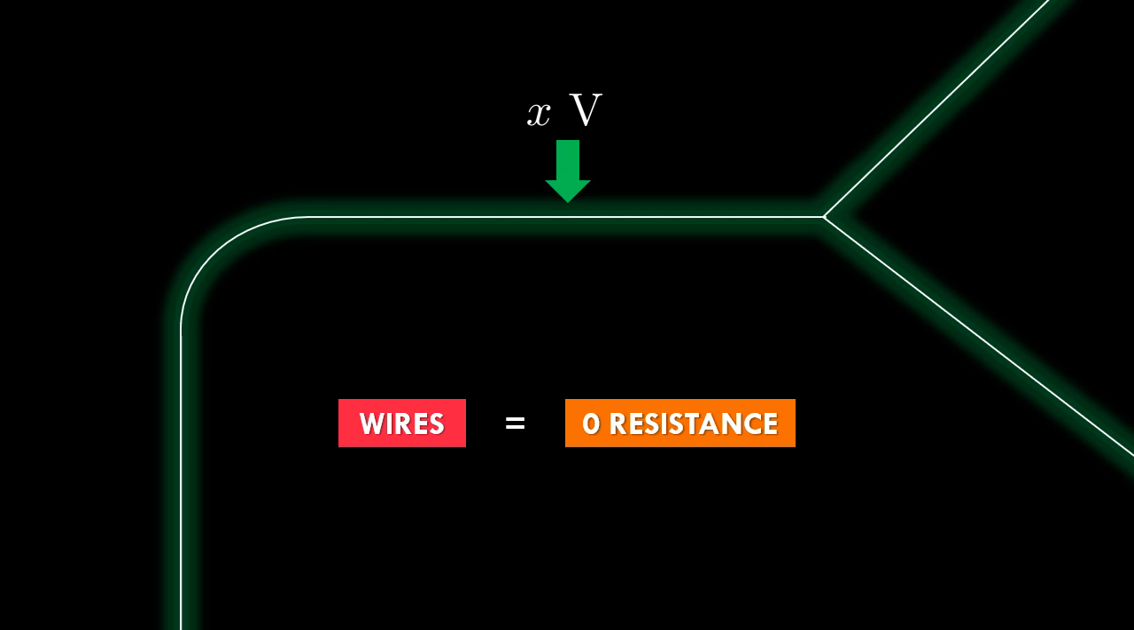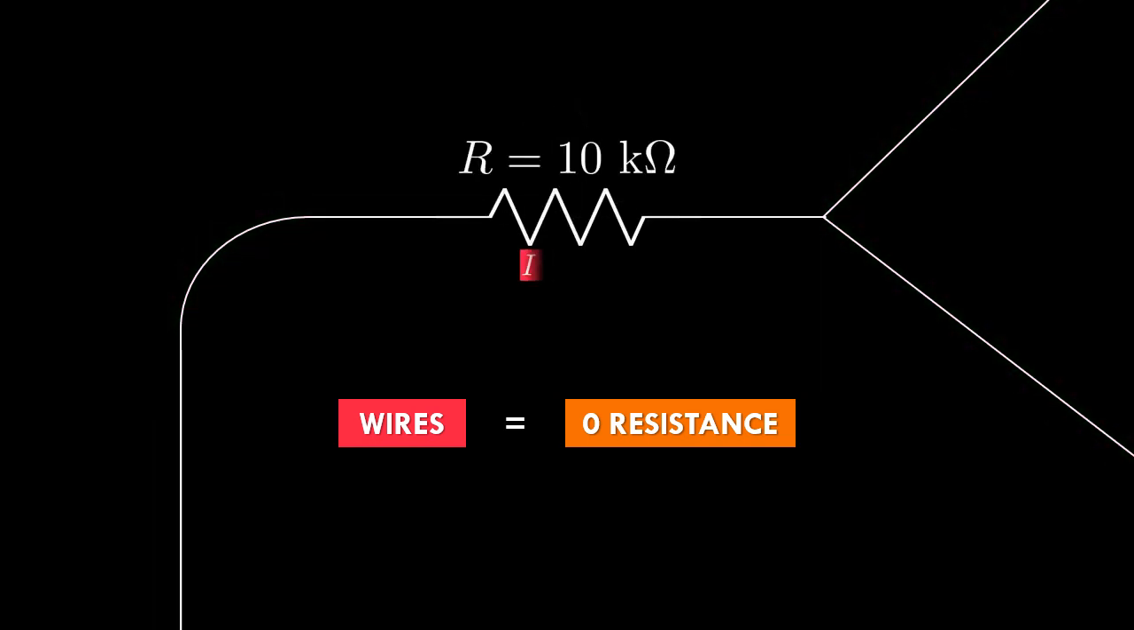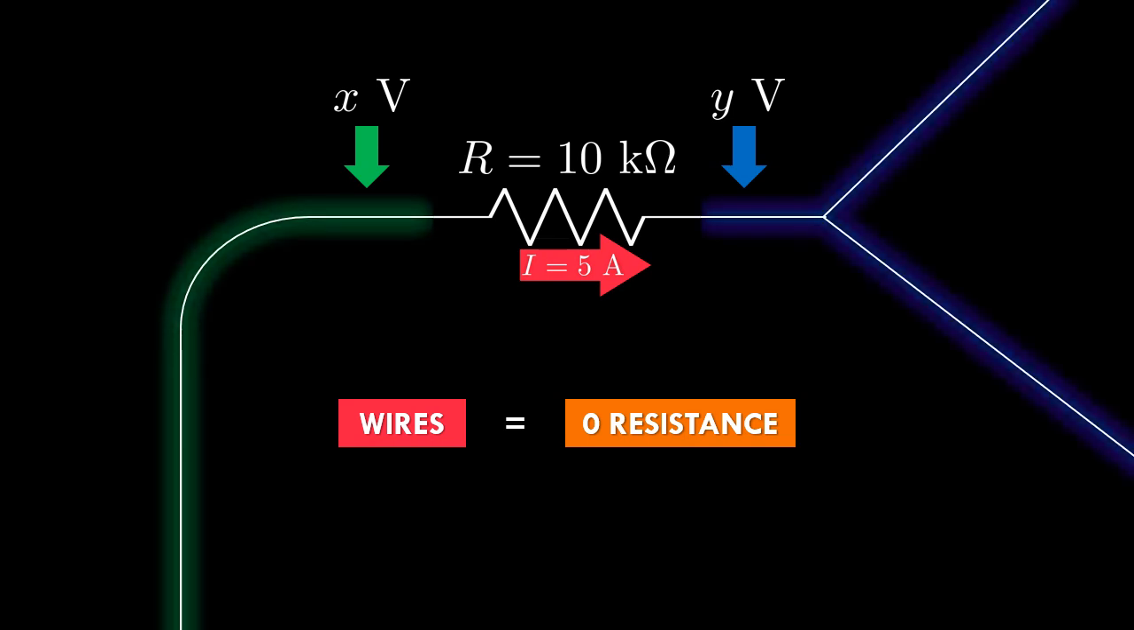If there was some resistance in the middle of the wire, this would not be the case. Say there was 5 amperes of current and we had a resistor of 10 kilo ohms. We would definitely have some voltage difference between the two ends of the resistor, resulting in different voltages on either side of the resistor. But still, instead of one continuous piece of wire, now we have two continuous pieces of wires. The left piece will have one voltage everywhere and the right piece will have another voltage everywhere on that piece.